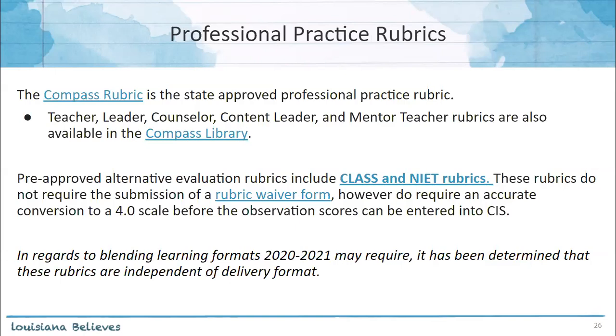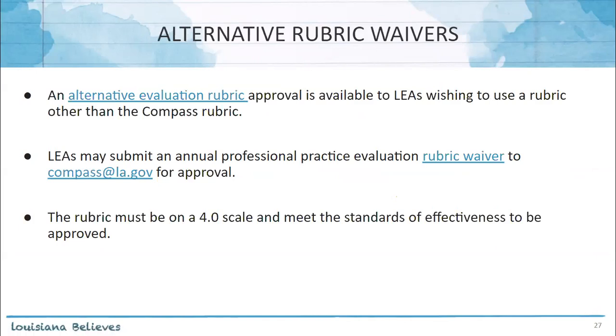Along with evaluative evidence, such as walkthrough observation data and evaluation of written work products, the most common tool used for these observations is the Compass rubric. This rubric is applicable independent of delivery format and is automatically approved, as is the NIET and class rubric. Some LEAs may choose to submit an alternative rubric waiver. These submissions should be sent for approval to compass@la.gov prior to using them for formal evaluations and resubmitted for approval each time changes are made to it. For approval, the alternate rubric should be on a 4.0 scale and meet similar performance outcomes to the Compass and NIET rubrics.